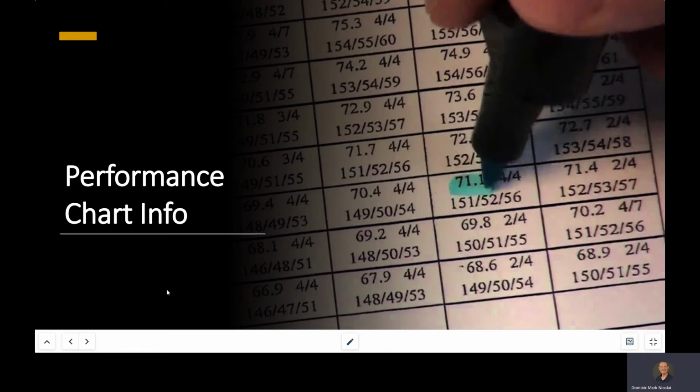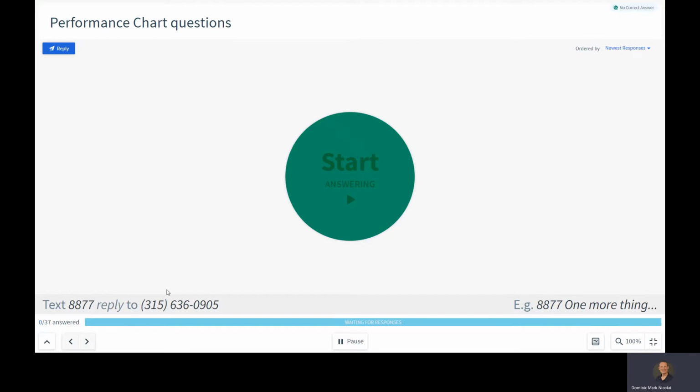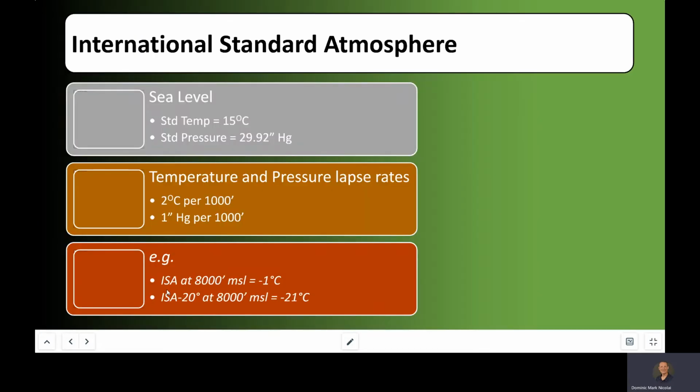Let's talk a little bit more about performance charts and some specific info you need on them. You studied the charts per the assignment, getting familiar with how to use them. I want to go over a few nuances with these charts. Again, I've got a discussion page for you.